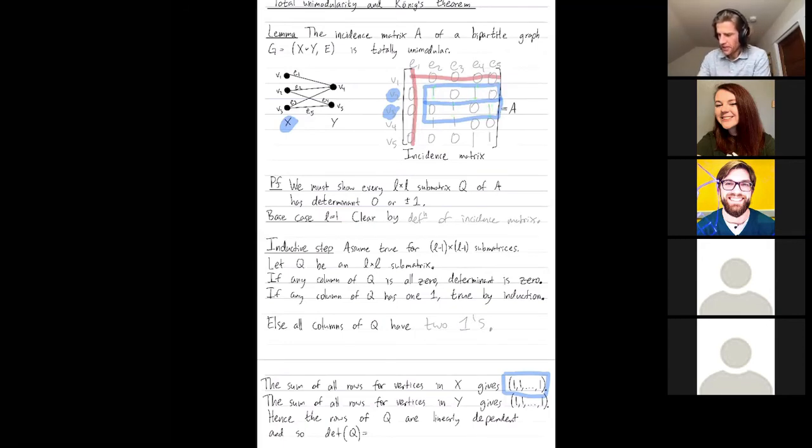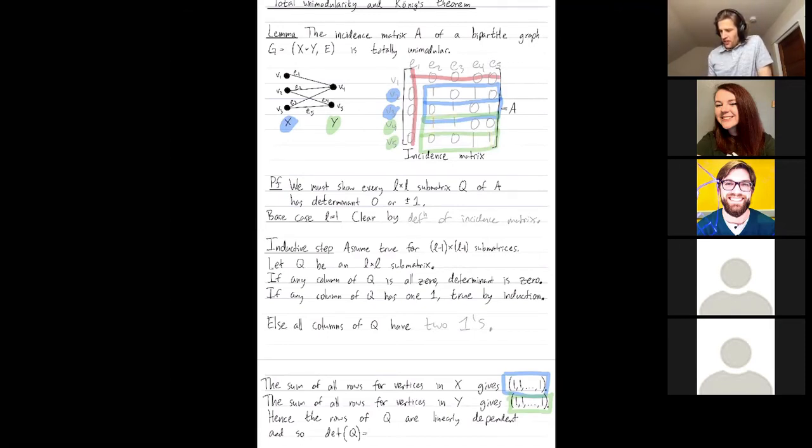Okay, same thing if I look at the vertices corresponding to Y. So look at the vertices corresponding to Y, V4 and V5. If I sum over those 2 rows, I also get the vector of all ones. And that's because every column also has a 1 that must connect to a vertex in Y, just because every edge goes from X to Y.